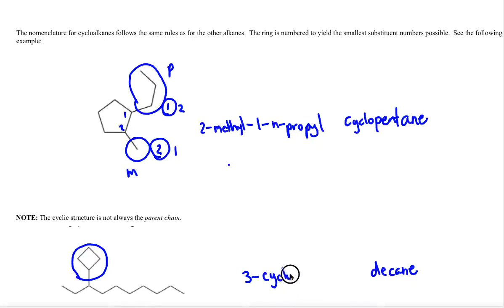So cyclo tells us that it's in a ring. But tells us that there are 4 carbons. And because it's a substituent, just like above, it ends in yl. So 3-cyclobutyldecane.